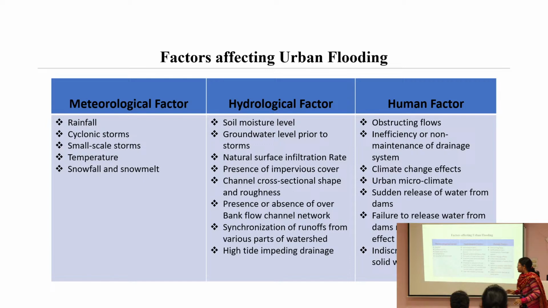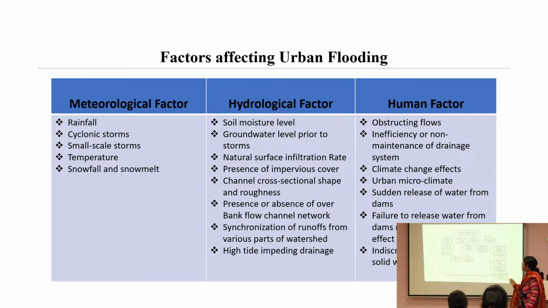Impervious level, everything. So what are the human factors? Obstructing flows: we make structures and obstruct the flows. Then climate change: if you cut trees and spoil the forest, it will affect the climate also. And urban microclimate, sudden release of water from dams, failure to release water from dams resulting in backwater effect, and indiscriminate disposal of solid waste. These are the human made factors causing urban flood.